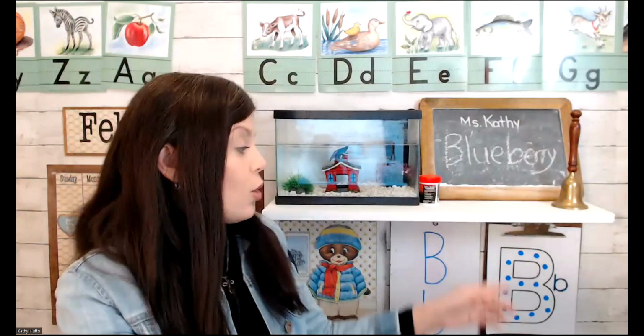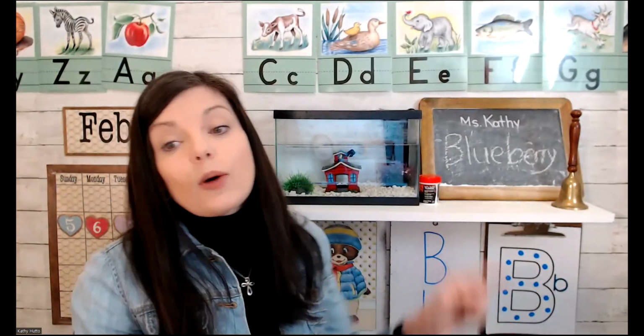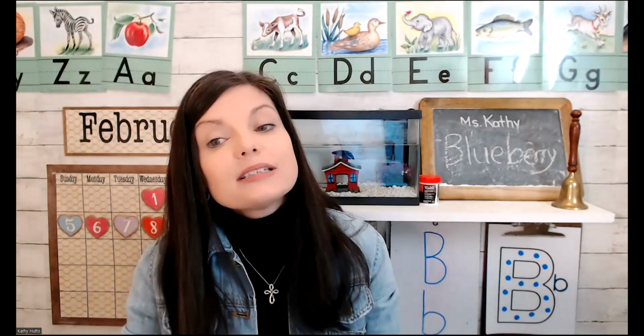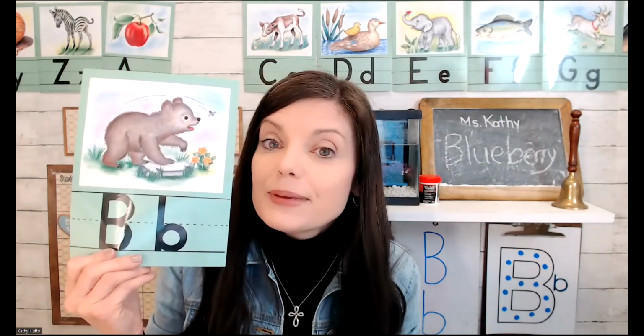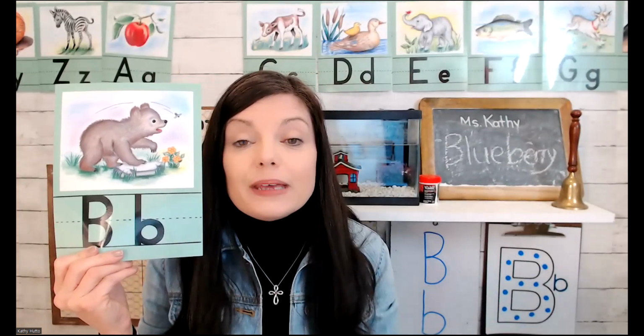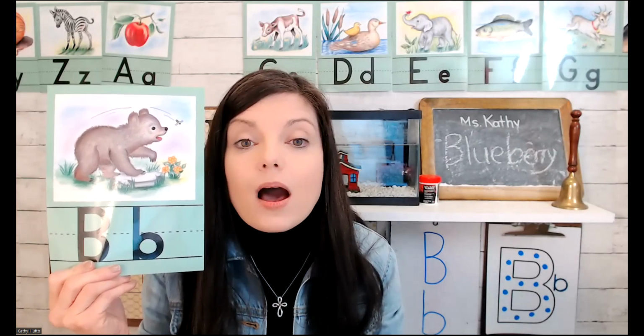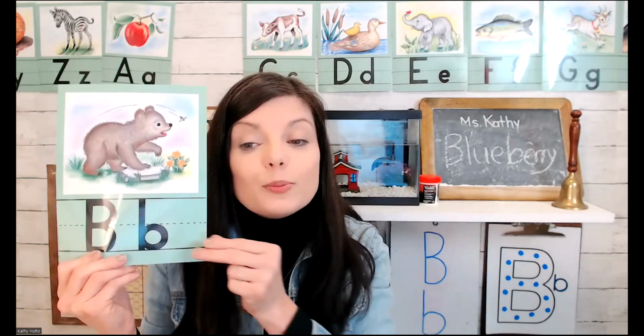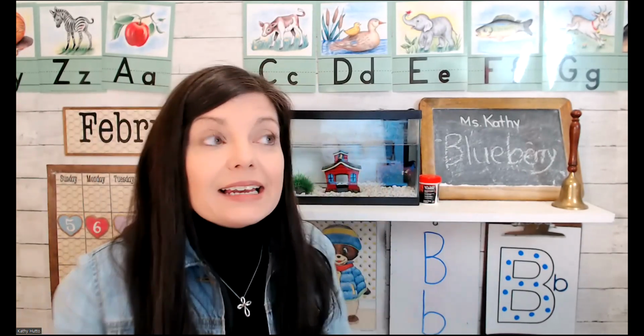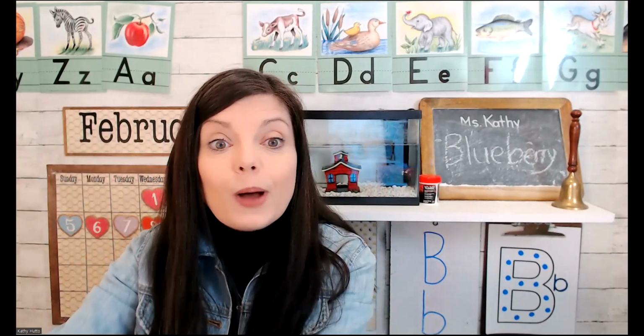Well, now we know what letter B looks like. We know how to write letter B. So it's time to talk about the sound that B makes. Letter B sounds like this. B, b, b. Can you do that? Letter B says b, b, b. It kind of sounds like we're popping bubbles.